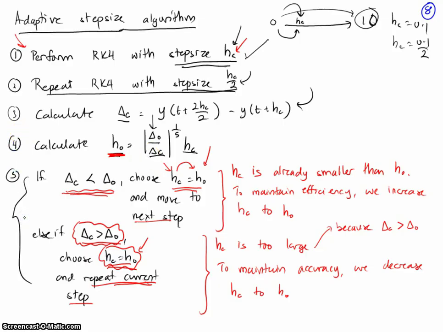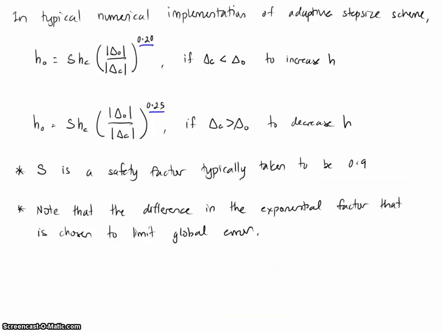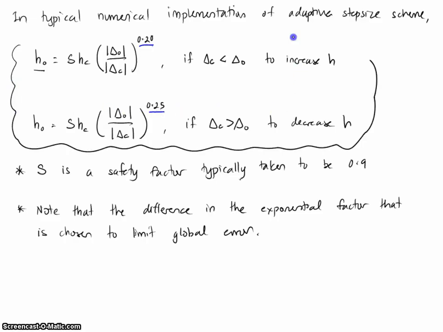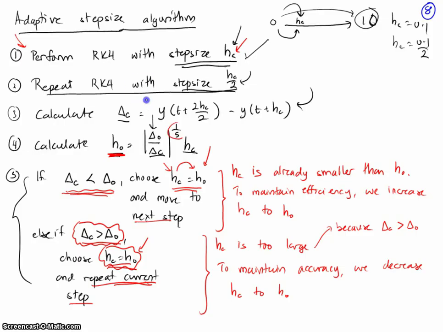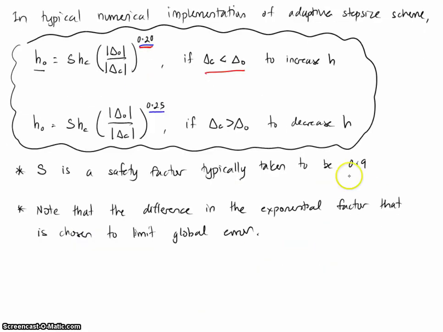However, if you look at a lot of numerical method handbooks or textbooks, you'll find that in our implementation of the adaptive step size control, we usually write H0 given by these two expressions here, depending on whether delta C is greater or smaller than delta naught. So the difference here is that if delta C is less than delta naught, the power is 0.2. So 0.2 is effectively the same as 1 over 5. And if delta C is greater than delta naught, we use 1/4.